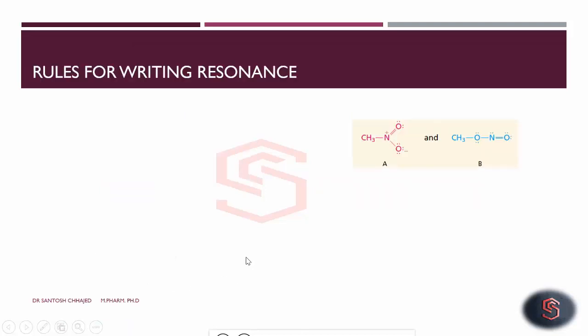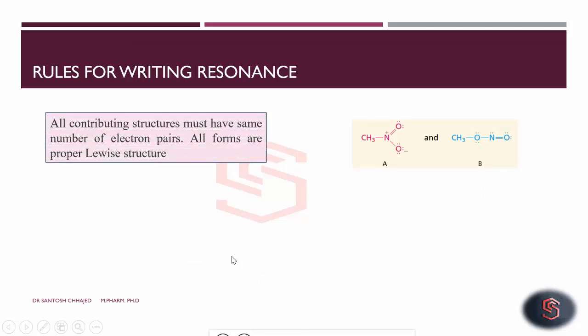Now we'll see rules for writing resonance. Some rules are already mentioned. All contributing structures must have the same number of electron pairs, and all forms are proper Lewis structures. So whatever contributing forms we sketch must have the same number of electron pairs.